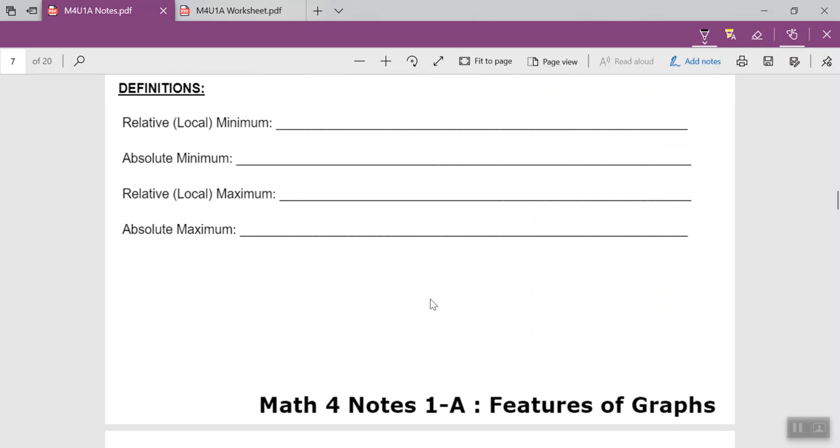Now we're talking about relative minimum or local minimum, absolute minimum, relative max, and absolute max. Relative minimum is locally the lowest point.